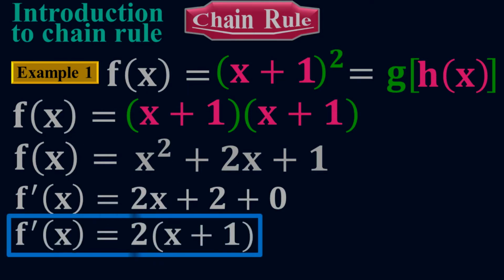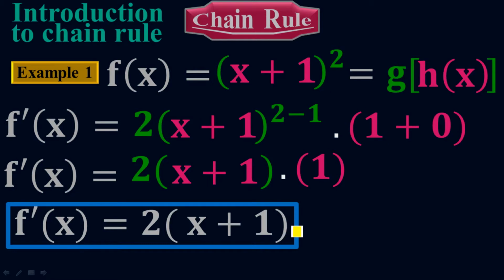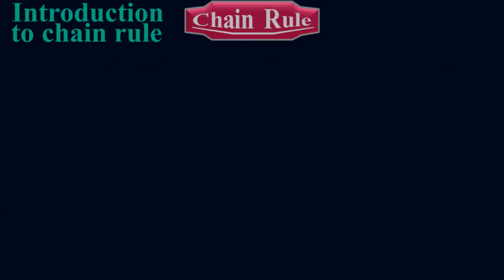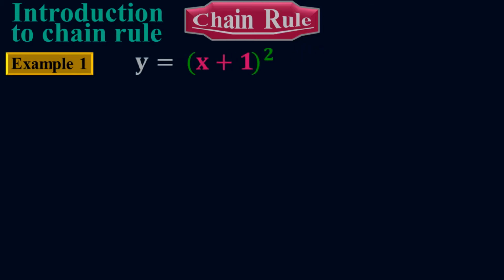So I got the same answer, 2 into x plus 1, as I got last time by using the chain rule. By using the chain rule, I got the same 2 into x plus 1 answer. And so is here, 2 into x plus 1. I got the same answer with two alternate ways. What if I take again the same example and use the substitution method? Let me take the same example, y equals x plus 1 to the whole square.